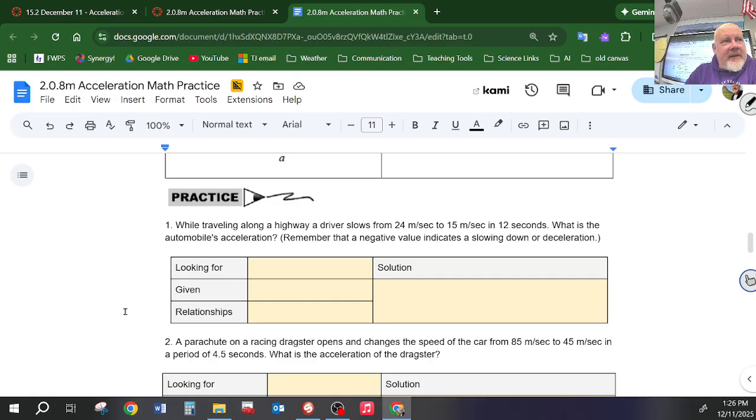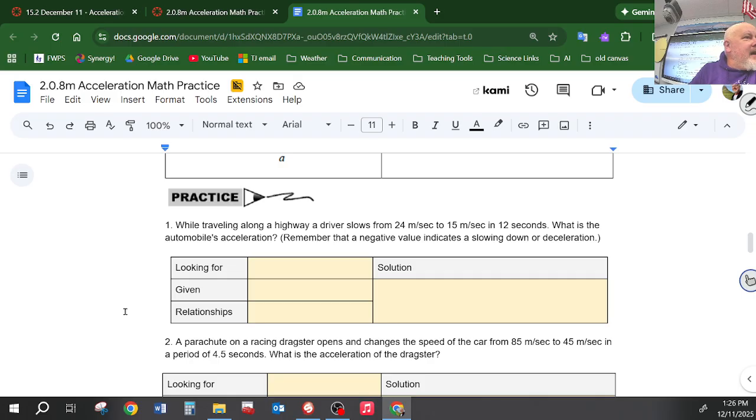All right. And he's going to slow to 15 meters per second. Well, "to" means that's where we're going to, so that's going to be the final destination, right? So that's going to be our velocity final. Once again, I'll show you this when I'm writing on the paper in just a moment. And then we're going to do this in 12 seconds. All right? So that's the amount of time.